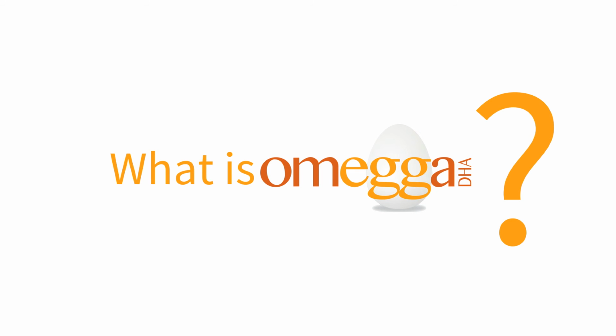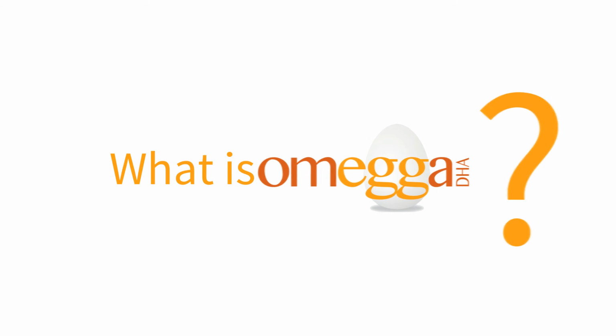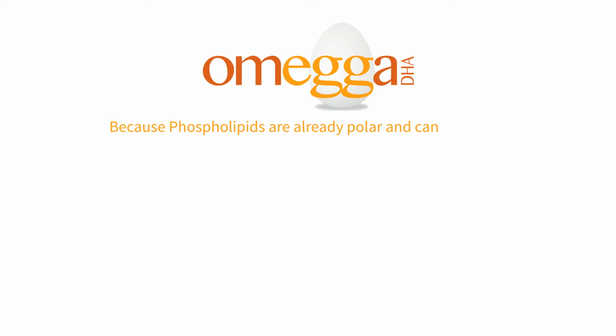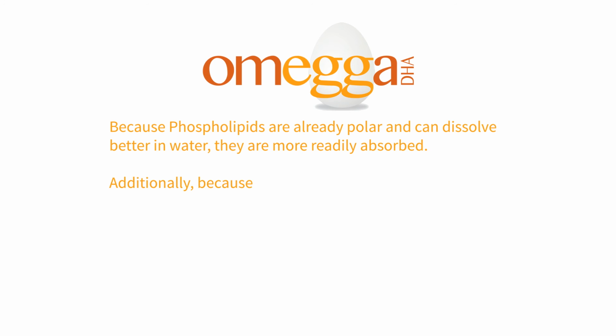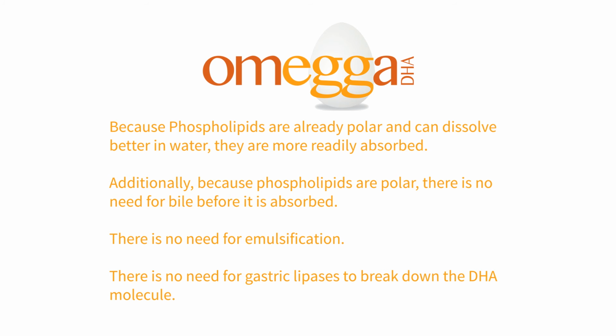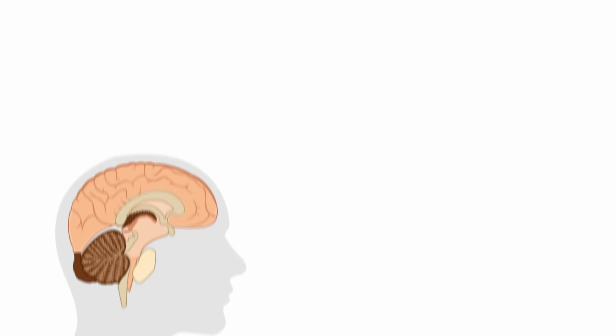The DHA in omEGGa DHA is already incorporated into a phospholipid. omEGGa DHA is more bioavailable than the DHA from triglycerides and ethyl esters. Because phospholipids are already polar and can dissolve better in water, they are more readily absorbed, and there is no need for bile before it is absorbed. There is no need for emulsification. There is no need for gastric lipases to break down the DHA molecule.